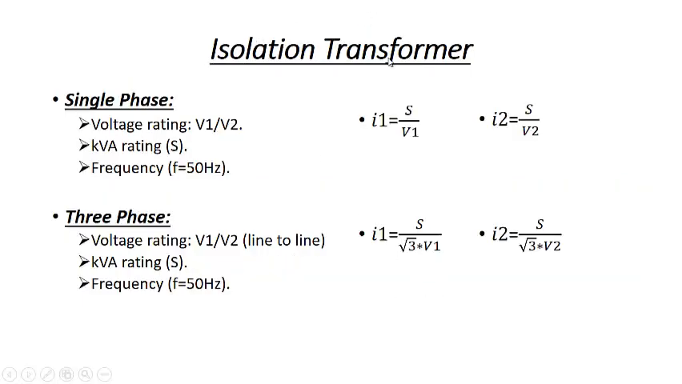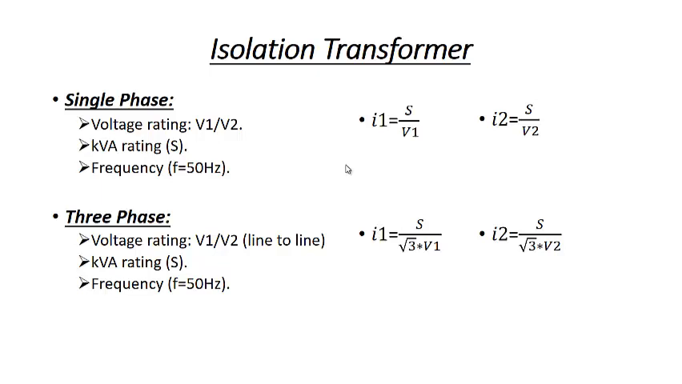Now after that we have the isolation transformer. An isolation transformer is a transformer having two separate windings which are coupled through the magnetic field. So they are not electrically connected, they are magnetically connected. That's why they are known as isolation transformers. The transformer that we have at our home is known as an auto transformer or non-isolation transformer.